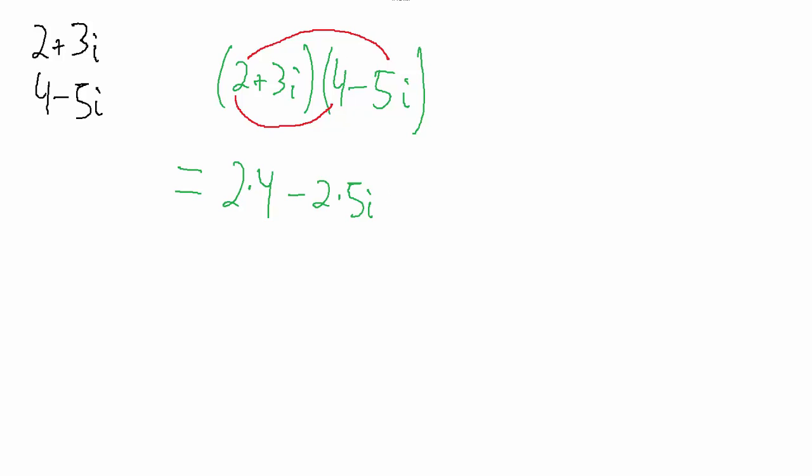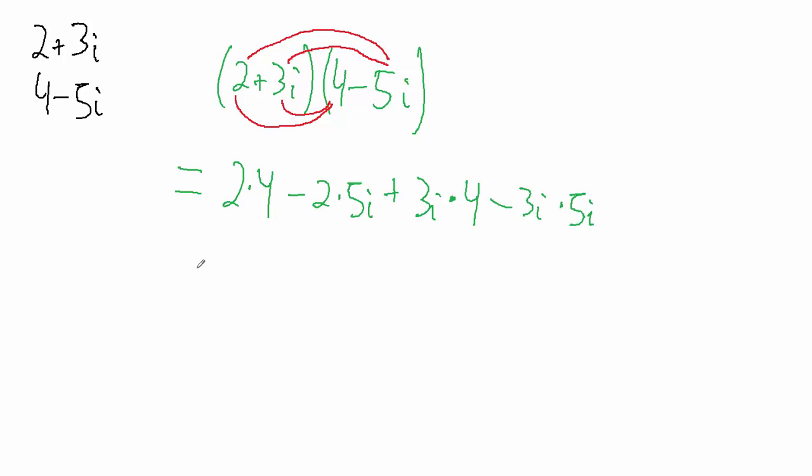Okay, again, this minus sign here is this minus sign here. And then inner, what's the inner? The inner is the plus 3i and the 4 here. So that's going to give us plus 3i times 4. And then last is going to be plus 3i times negative 5i. So the plus 3i multiplied by the negative 5i. That's going to give us minus 3i times 5i. And again, this minus sign here comes from this minus sign right here. Positive 3i times a negative 5i is going to give us a negative sign. Okay, negative 3i times 5i.